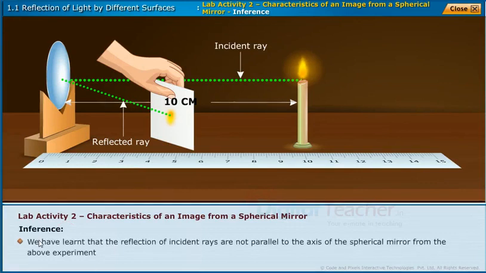From this activity, we have learned that the reflection of incident rays that are not parallel to the axis of the spherical mirror differs from the above experiment. Let us find the characteristics of images formed from a spherical mirror with non-parallel incident rays using ray diagrams. Now, let us learn about the ray diagrams in detail.